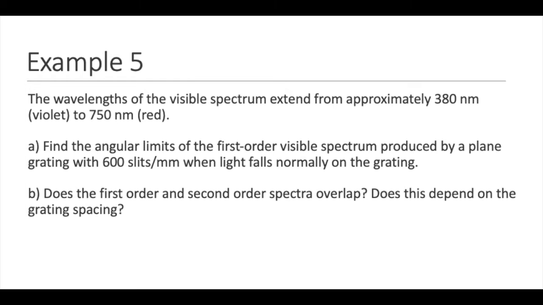Example 5. The wavelengths of the visible spectrum extend from approximately 380 nanometers, violet, to 750 nanometers, which is red. A, find the angular limits of the first order visible spectrum produced by a plane grating with 600 slits per millimeter for each wavelength. B, do the first order and second order spectra overlap, and does this depend on the grating spacing?